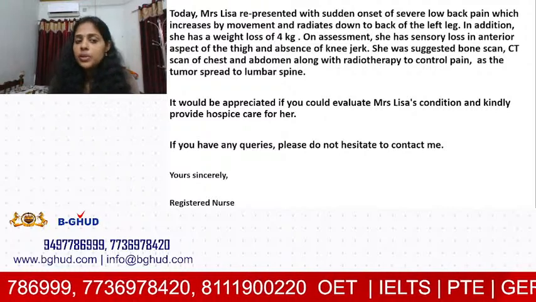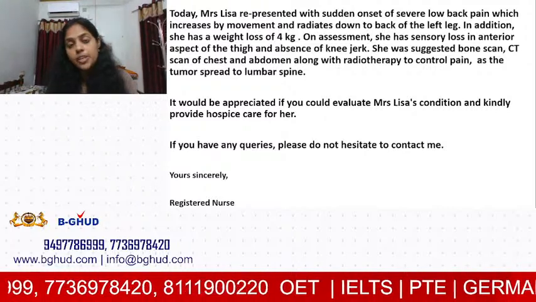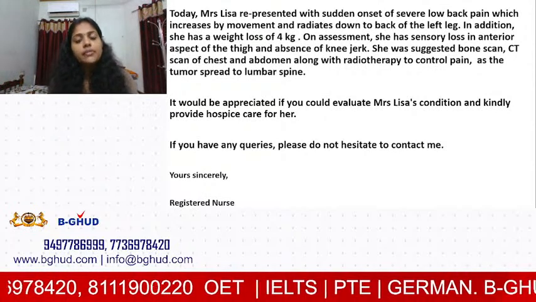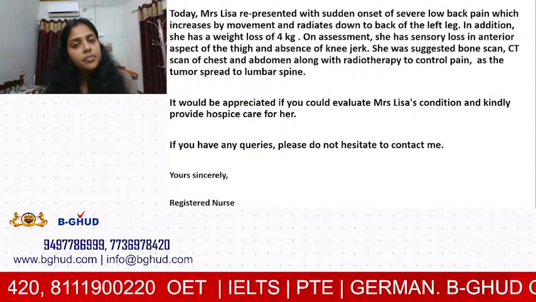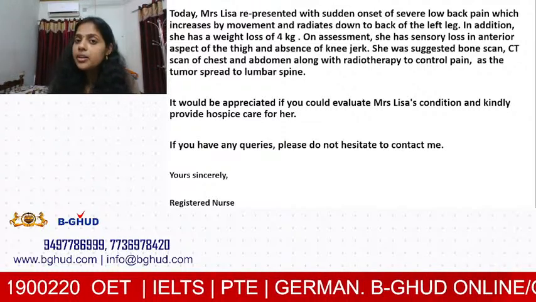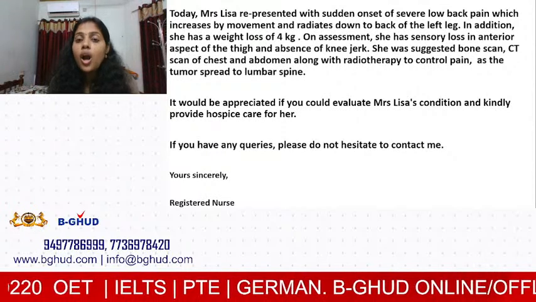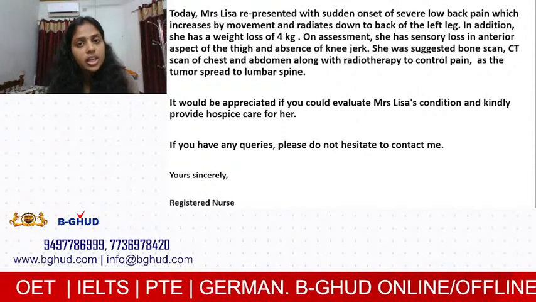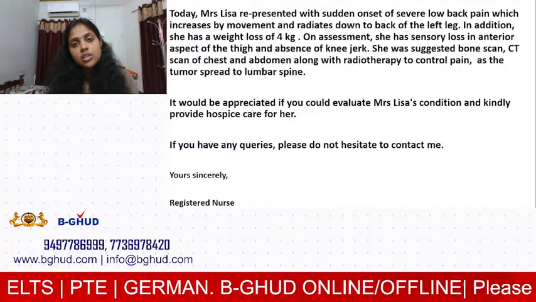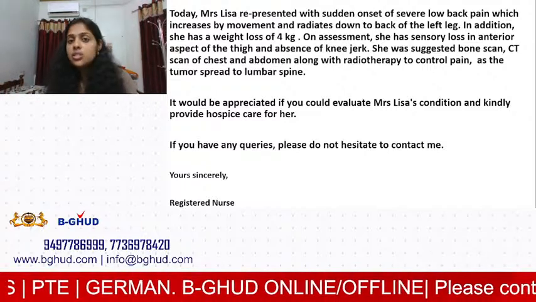Leave a line. Yours sincerely, yours faithfully has always been a confusion, and I'm again clearing you out. We use "sincerely" when the name of the reader is provided. You use "faithfully" when the name of the reader is not provided. In this case note, you are provided the name of the reader. What's the name of the reader? Dr. Stevenson. So here, because the name of the reader is provided, you will write "Yours sincerely".